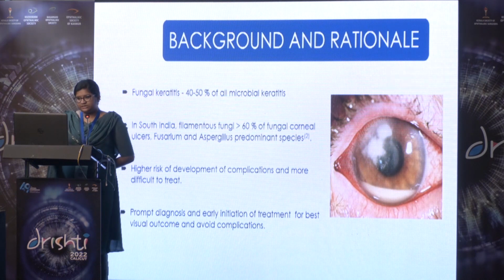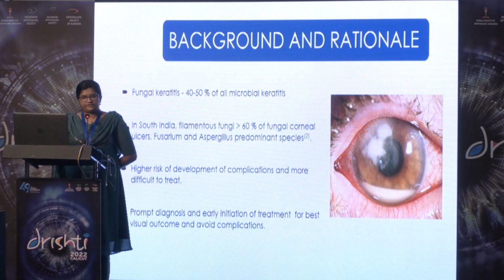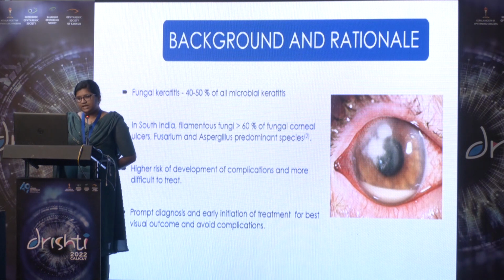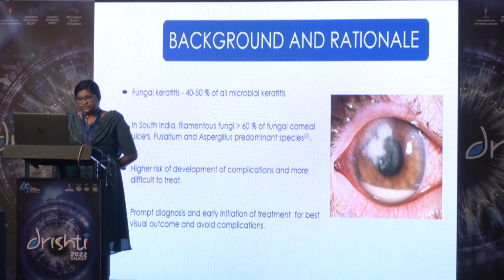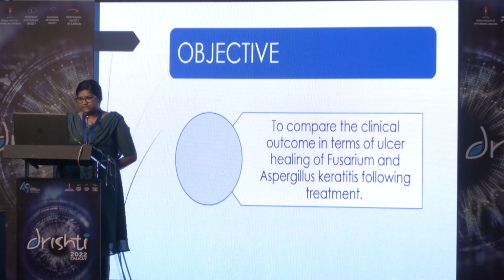Coming to background and rationale, fungal keratitis accounts for 40 to 50% of all microbial keratitis, and in South India, filamentous fungi account for more than 60% of all fungal corneal ulcers, and Fusarium and Aspergillus are the most predominant species. Fungal keratitis is associated with a higher risk of development of complications and is more difficult to treat. So, a prompt diagnosis and early initiation of treatment is needed for the best visual outcome and to avoid complications.